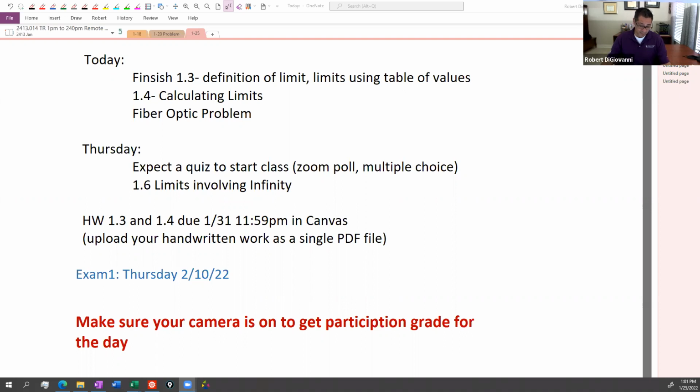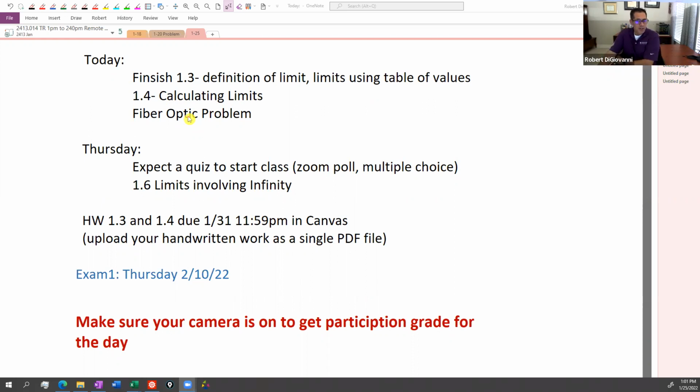So today, we're talking about 1.3. We're going to finish it up, make sure everyone understands the definition of the limit, also using tables to find limits. And then we're going to move into 1.4, calculating limits. And then I think we'll have some time to talk about that fiber optic problem that I sent out. I asked everyone to take a look at, just think about.